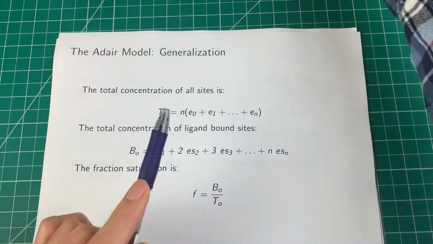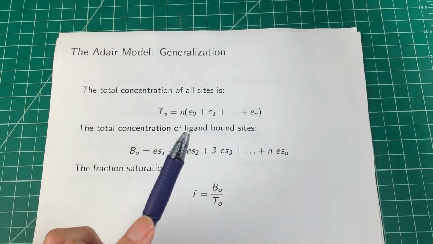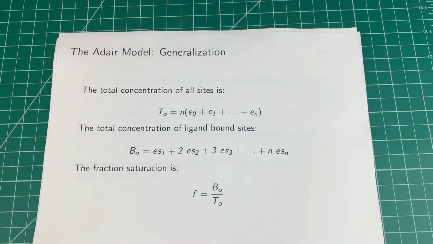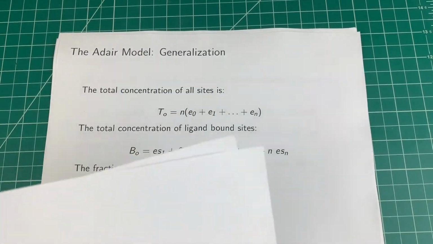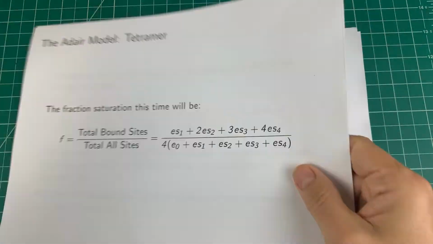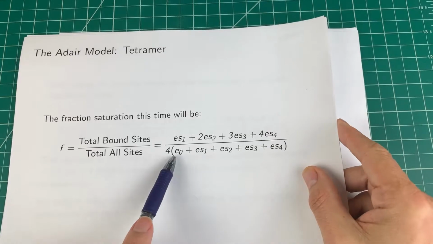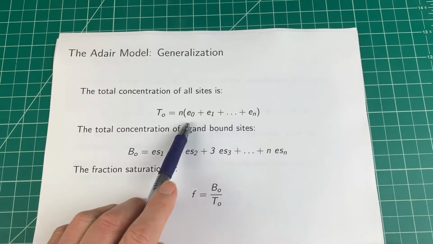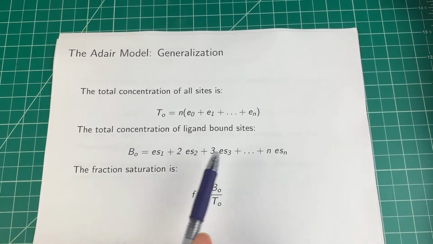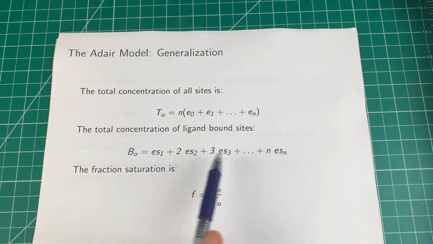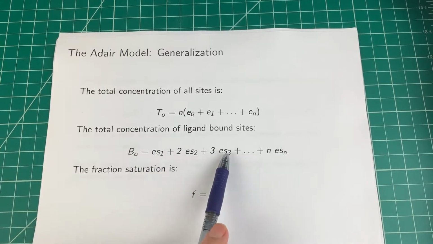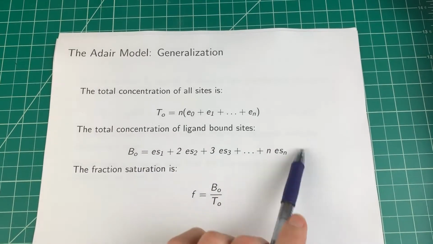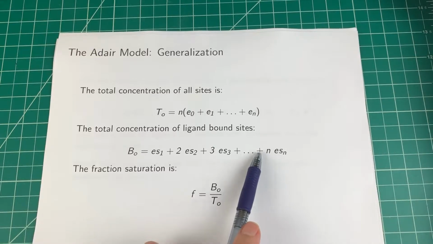Okay, so remember, let me do the tetramer. Let me pick up the tetramer here. Here it is. All right, so if you look at the tetramer, I had 4 times the sum of the states. Here I have n times the sum of the states. And for the total concentration, I have to add up all the states that have bound ligand. This one has 1 ligand bound, this has 2, 3, 4, and so on. So I have to multiply each state by the number of ligands it has bound. And the last state has n ligands bound, so I multiply that by n.